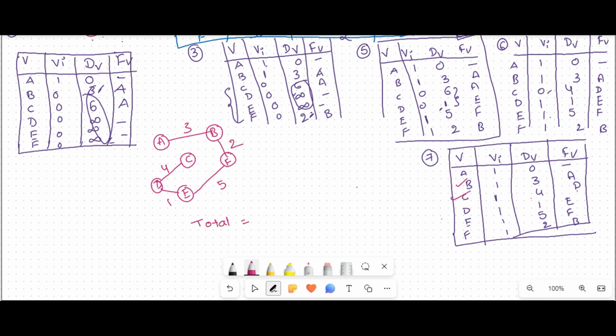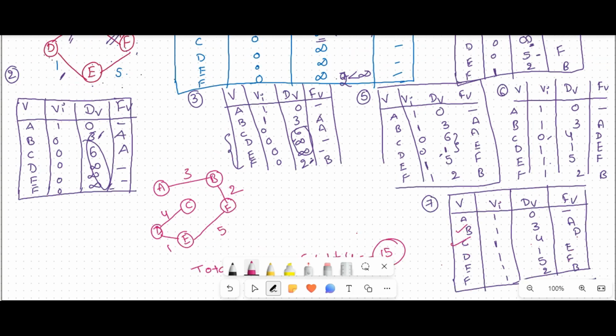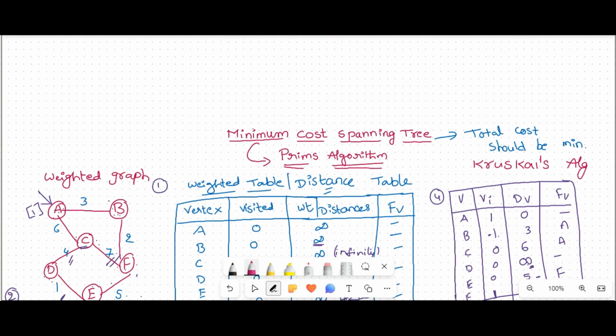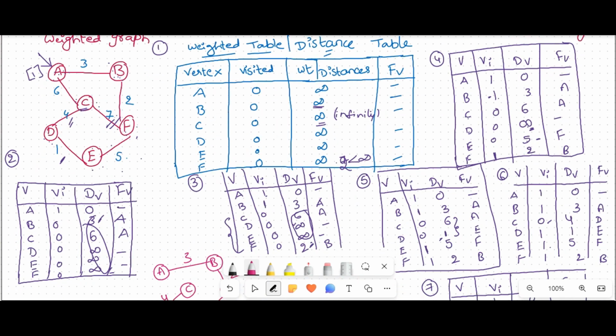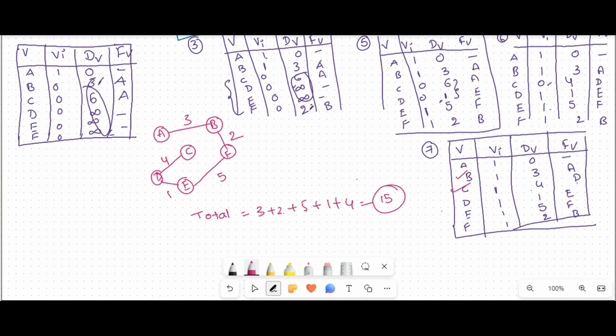Total cost or minimum cost equal to 3 plus 2 plus 5 plus 1 plus 4 equal to 3 plus 2, 5, 5 plus 5, 10, 10 plus 5, 15. 15 units is the minimum cost for the given graph, given weighted graph. Okay, first what we have to visit? First we have to consider the initial distance table, then start from any vertex and find out adjacent vertices for that vertex. Then next, which vertex we have to visit? So which one is the shortest distance vertex, that we will visit. Like that you repeat the process until all the vertices are visited. So this is Prim's algorithm.